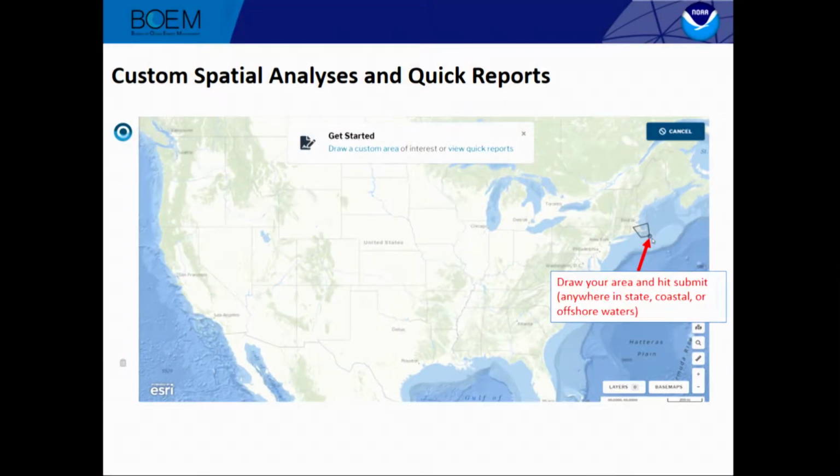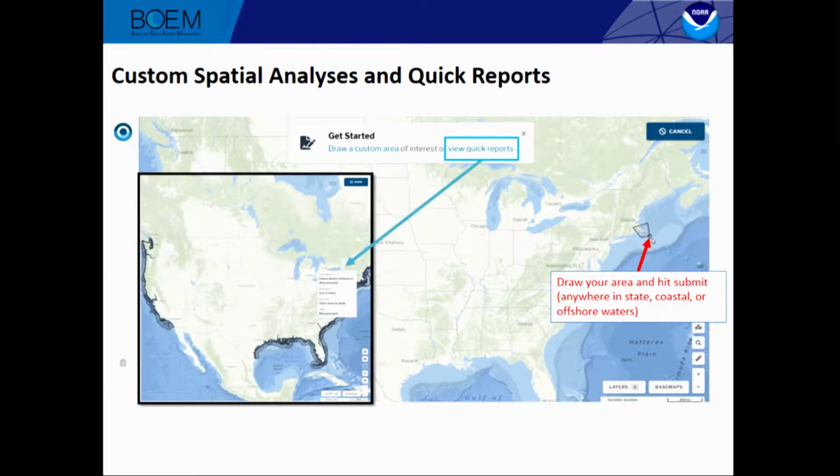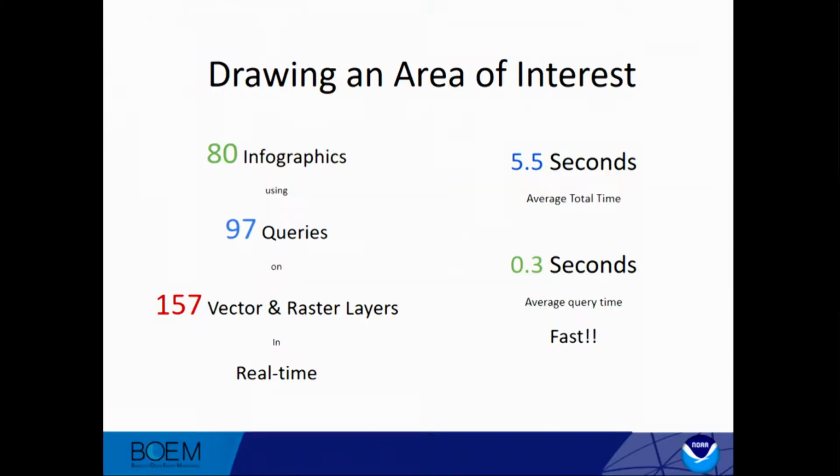So the first thing you do, like I said, is you can draw your area of interest, and it'll come back with a report. Or like I said, we have these things called quick reports, and the quick reports basically are these areas that might be a little bit more difficult for somebody to draw, like the entire state waters area off of a state, or the adjacent federal waters off a state, or a marine protected area like a sanctuary.